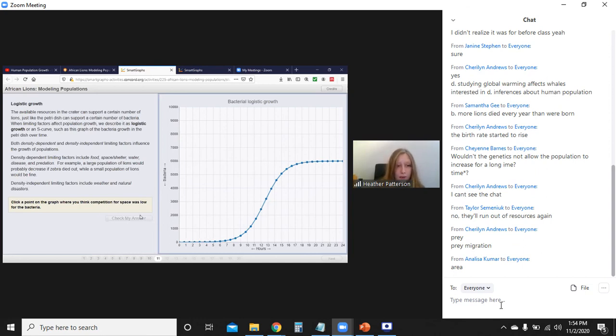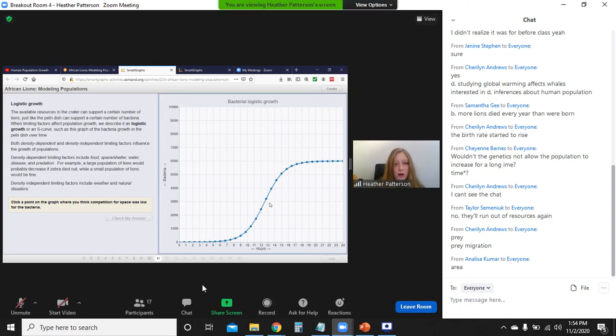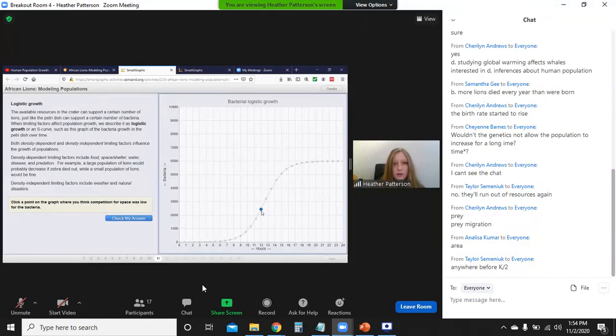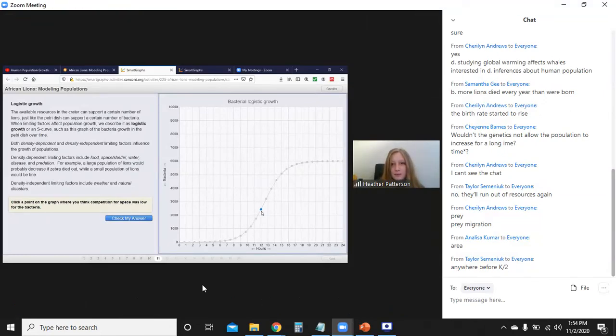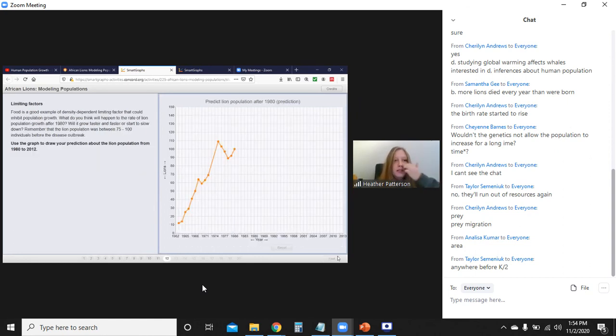So let's click on a point on the graph where you think competition for space is low for the bacteria. If competition for space is low, then they're going to have their population growing, right? So I don't know, we'll do one of these ones. Oh, chat. Anywhere before K half. Yeah, exactly. Once you're before half of your carrying capacity, you have really low competition for space. Exactly, Taylor. So yeah, this whole green highlighted area. So food is a good example of a density-dependent limiting factor that could inhibit population growth.